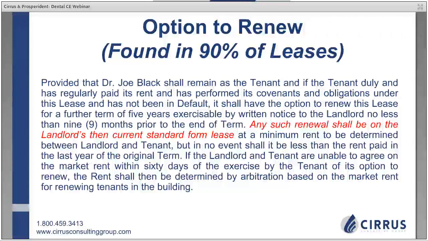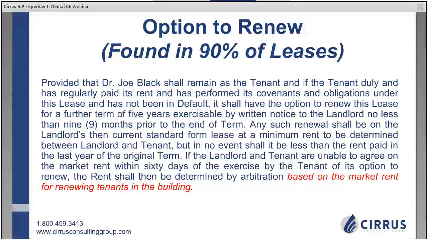Now, it goes on to say that you will have the ability to renew the lease for another period of 5 more years. You do need to provide the landlord with 9 months' notice. However, the renewal will be on the landlord's current standard form lease. What that essentially implies is, during a renewal, the landlord has the right to ask you to sign an entirely brand new lease agreement. It's further stipulated that it will be at a minimum rent determined between landlord and tenant, but regardless, in no event will the rent be less than the rent paid in the last year of the original term. In other words, regardless of the economy, your rent is going to go up year over year, as I'm sure many of you have experienced.